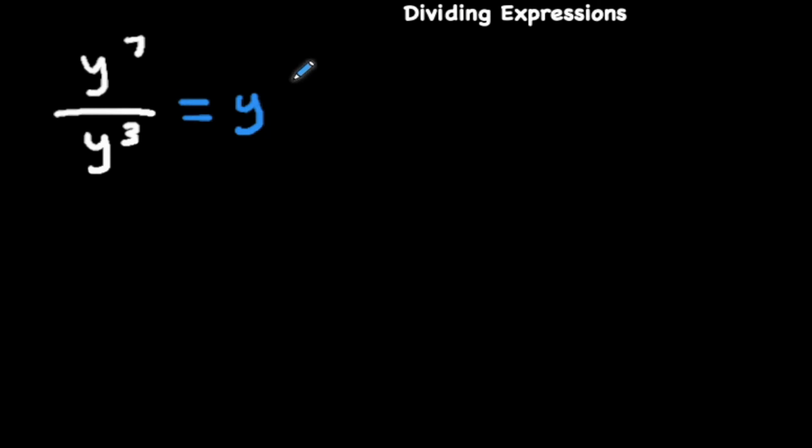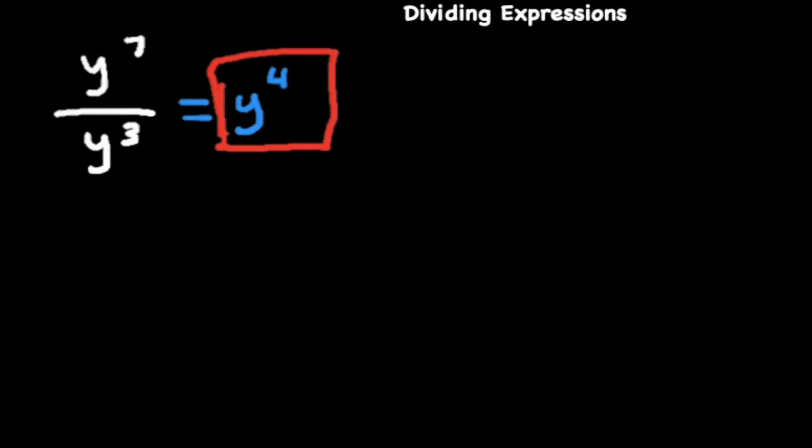When dividing expressions, divide each term in the expression by the divisor. And as usual, you're going to subtract the exponents of like bases and keep the base. So what if you had y to the 7th power divided by y cubed? Well, notice our bases are alike, so we're going to keep y and subtract 7 minus 3, which is 4. So our answer is y to the 4th power.